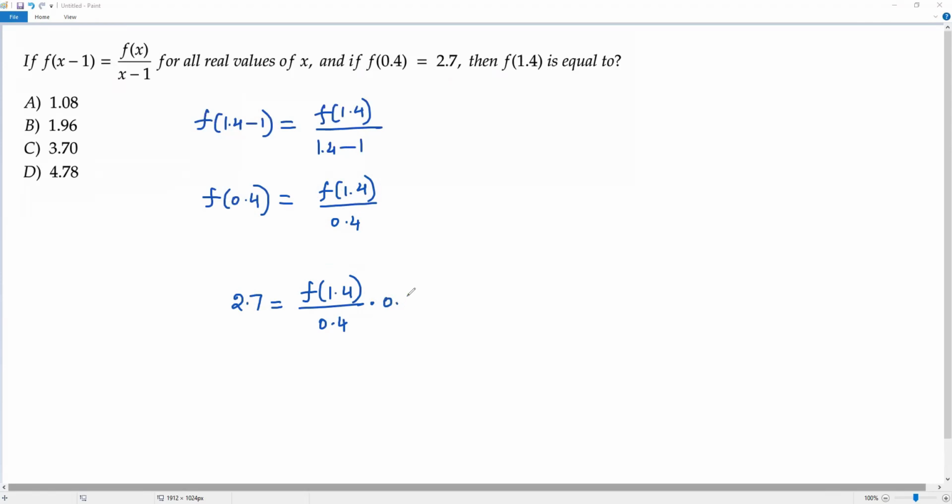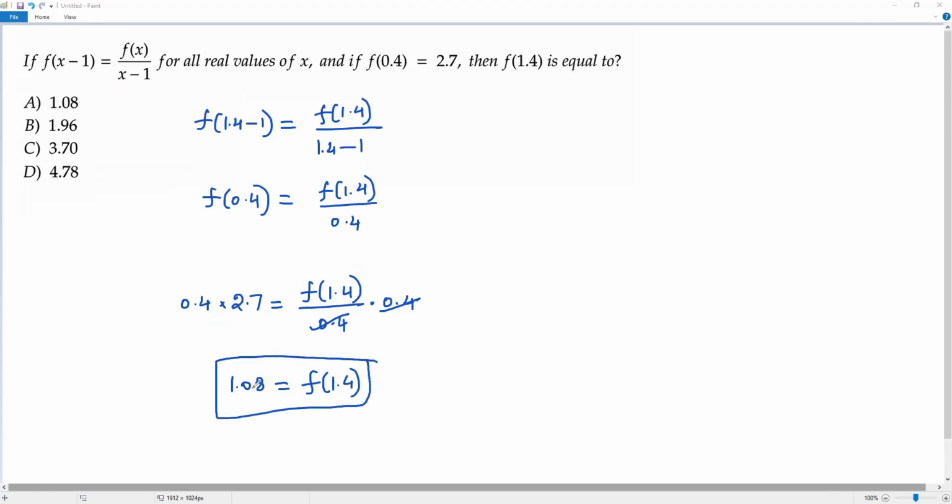Let's multiply both sides of this equation by 0.4. Then the 0.4 and 0.4 will cancel out. When I multiply 0.4 and 2.7, I am getting 1.08. On the right side, we have f(1.4). Here I got the value of f(1.4).